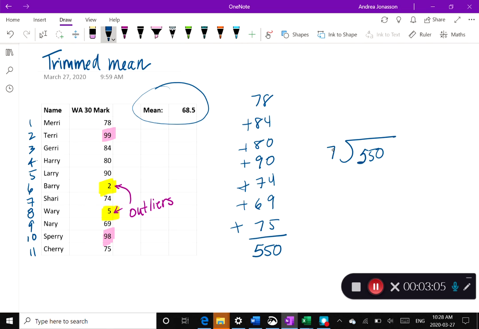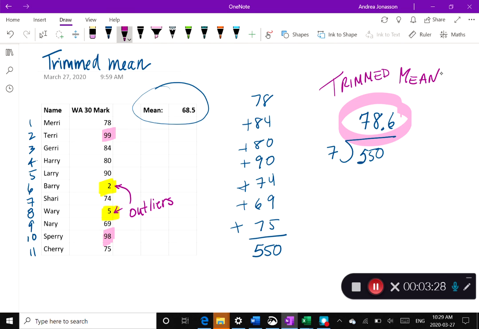550 divided by 7, and that's going to be 78.57, rounds up to 78.6, and that will be the trimmed mean.